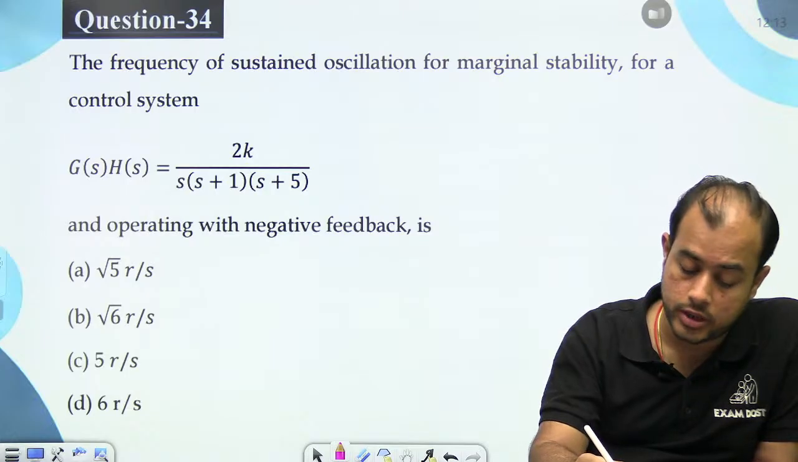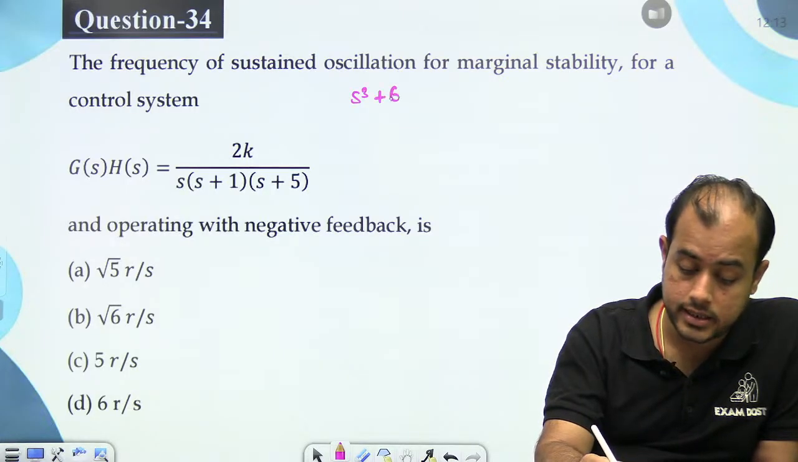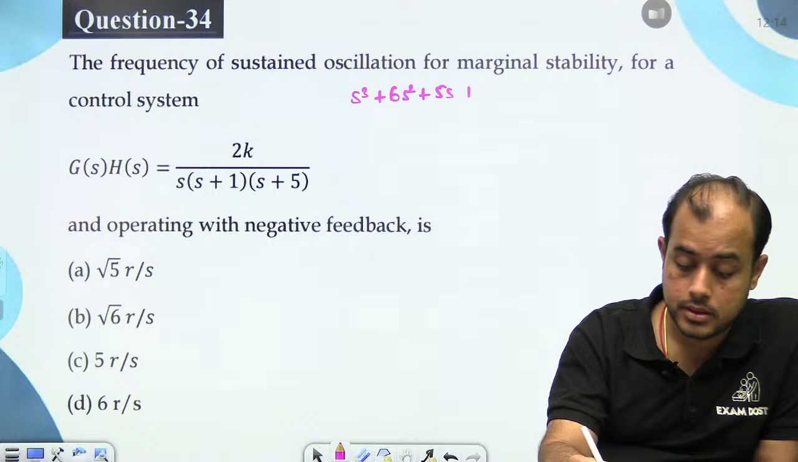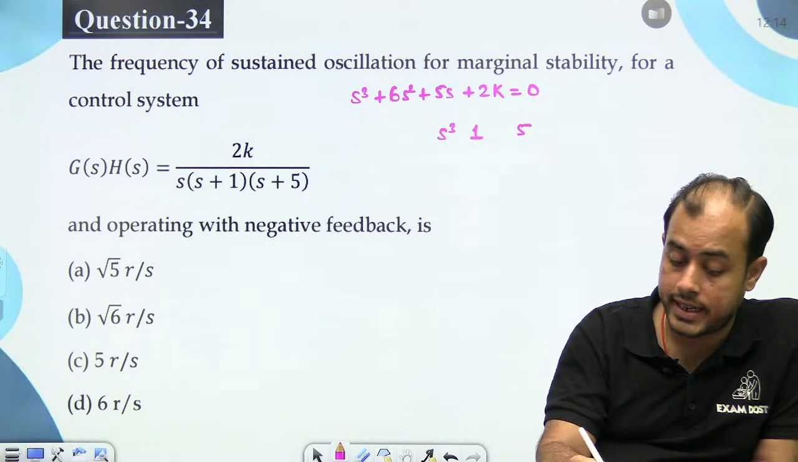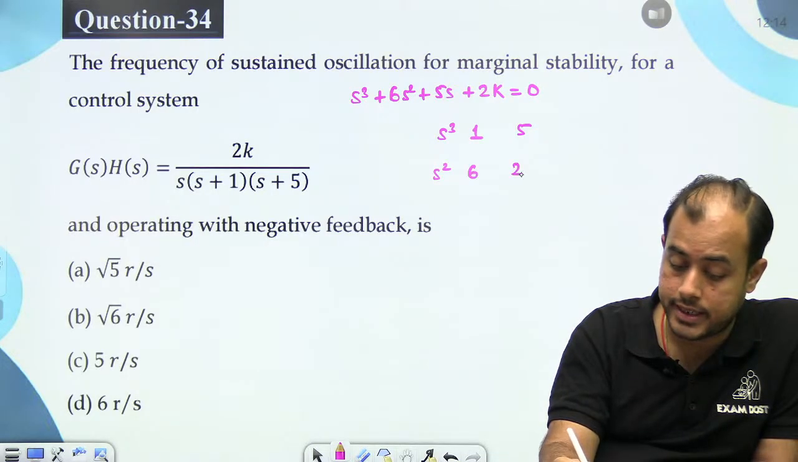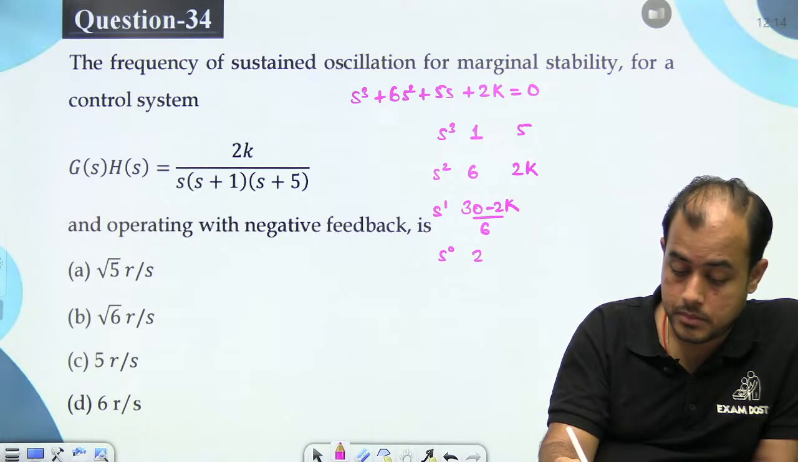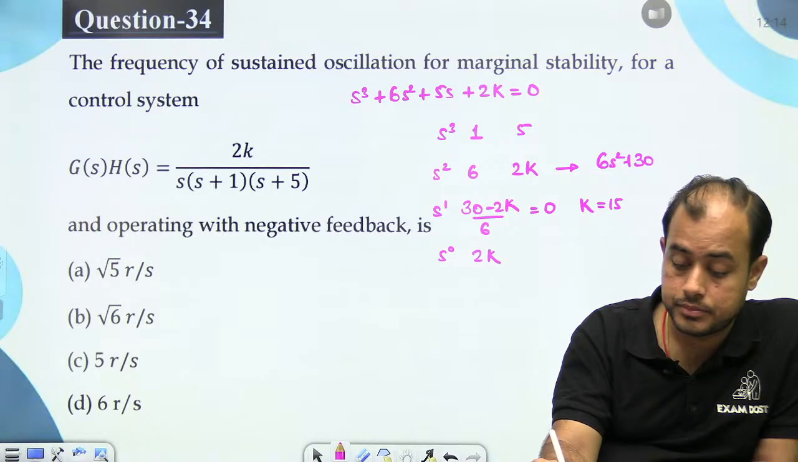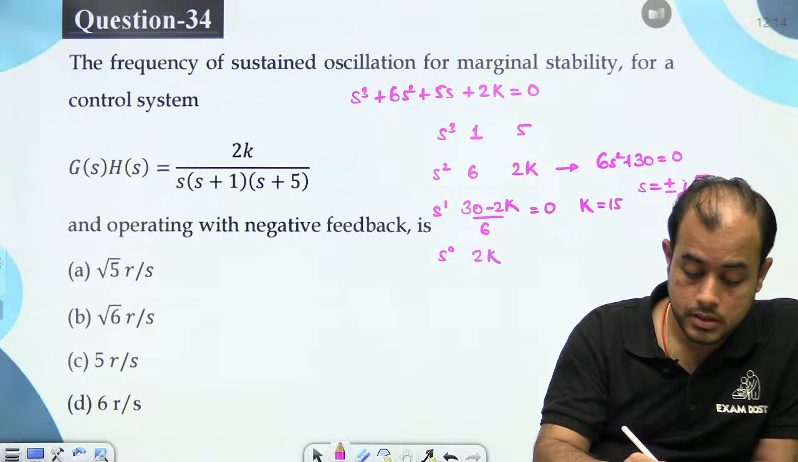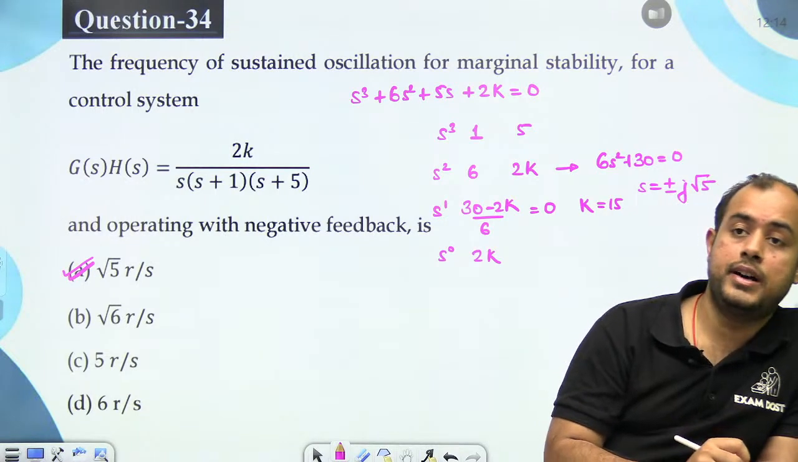Frequency of sustained oscillation. Now the characteristic equation is like this. So how to find the condition for sustained oscillation? So make this 0. So this equation will become, so oscillation frequency is √5.